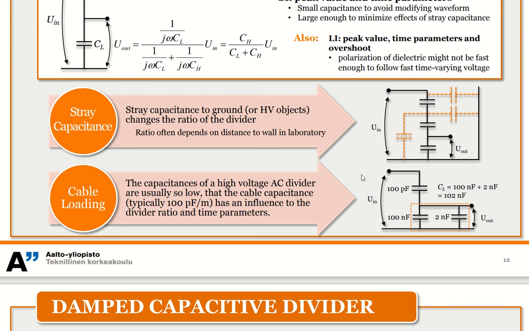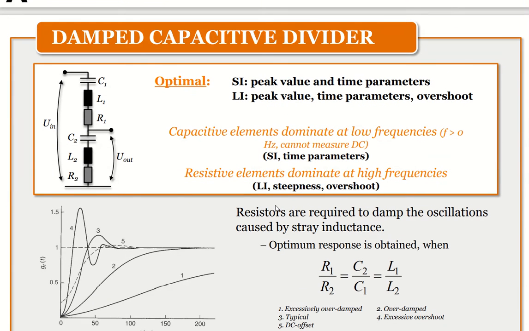So for the cable loading here, the capacitance of the high voltage AC divider is usually so low that the cable capacitance, typically 100 picofarad per meter, has influence on the divider ratio and time parameter. Okay, so this one is the dampened capacitive divider, with a combination of C, L, and R. Okay, it is optimal for the surge impulse and lightning impulse, and will produce the peak value and time parameter, and for the lightning impulse, they have an overshoot.